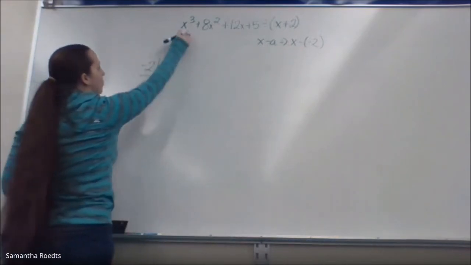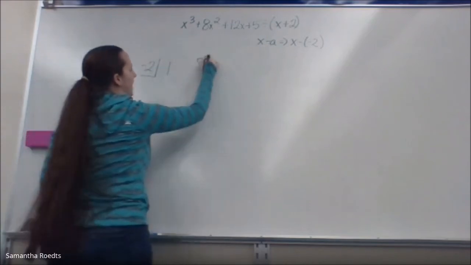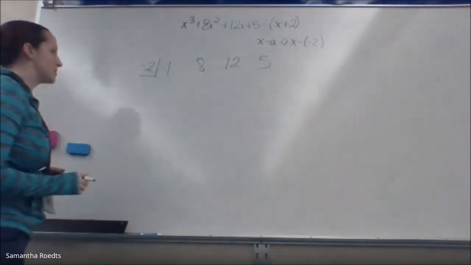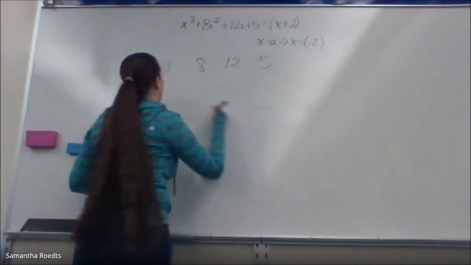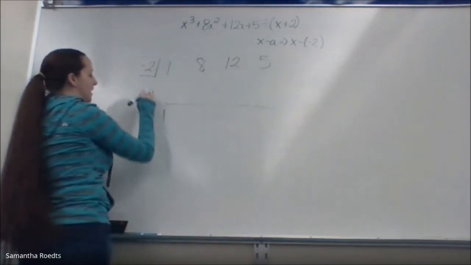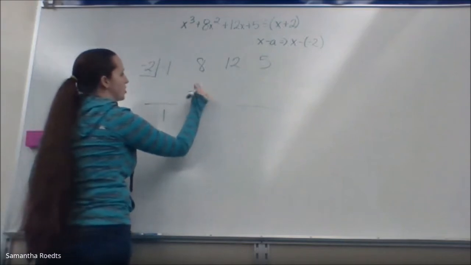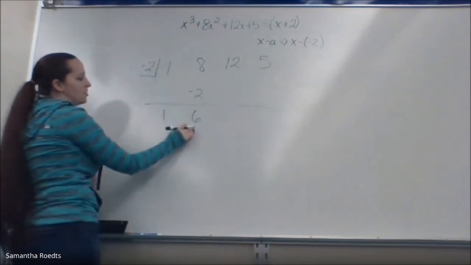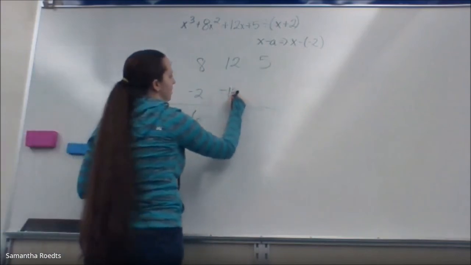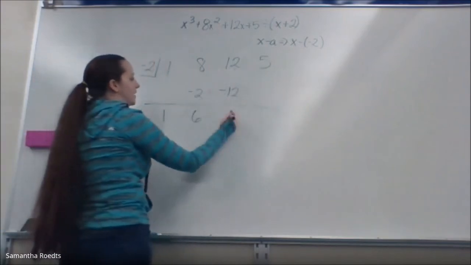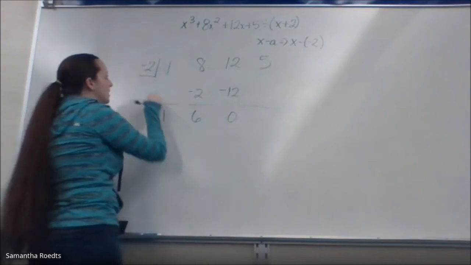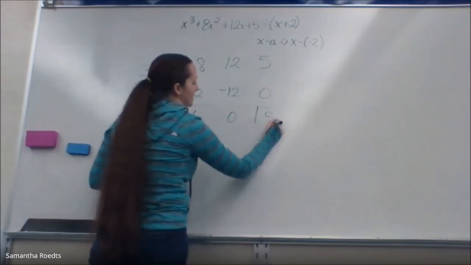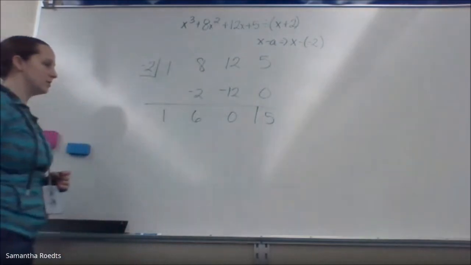Okay. I have 1, 8, 12, and 5 as my coefficients. I bring down my 1. Negative 2 times 1 is negative 2. 8 plus negative 2 is 6. Negative 2 times 6 is negative 12. 12 plus negative 12 is 0. 0 times negative 2 is 0. 5 plus 0 is 5. So 5 is my remainder.